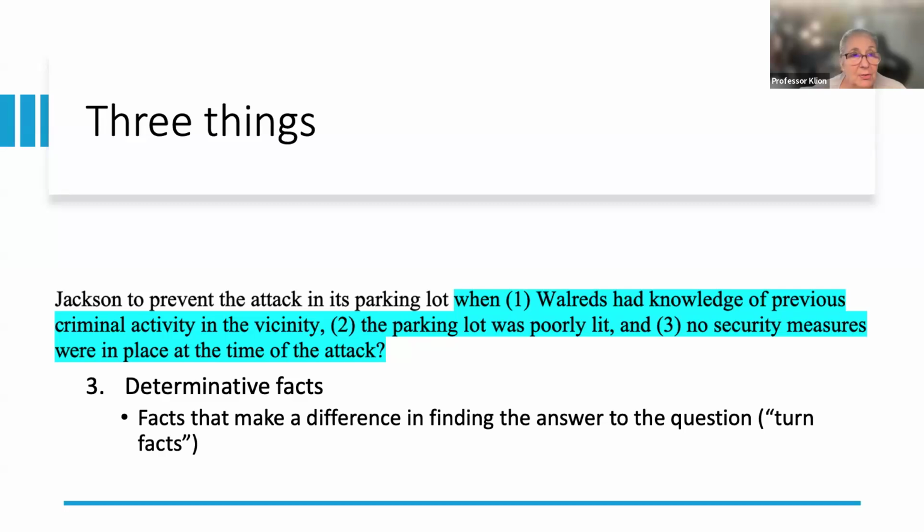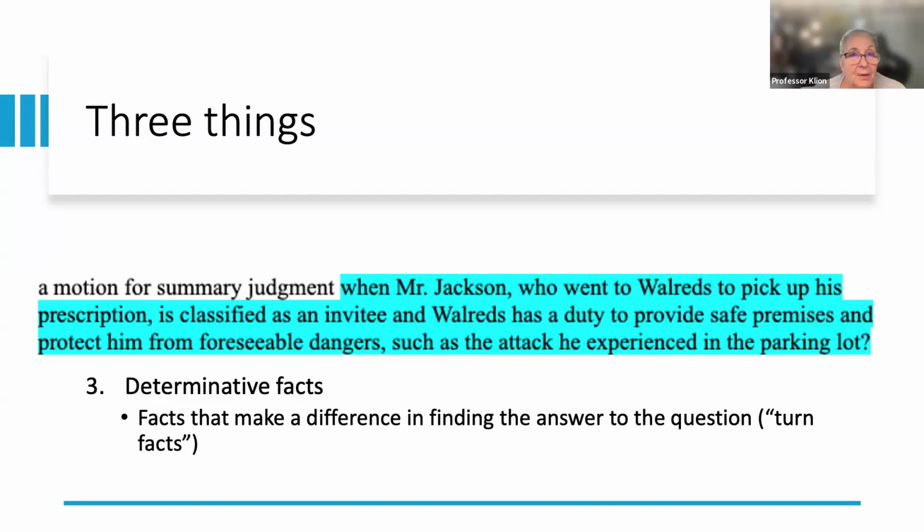And no security measures were in place at the time of the attack. Again, and in addition, none of these go to status. All of these go to subsection B and whether or not there was a duty of care. When Mr. Jackson, who went to Walridge to pick up his prescription, is classified as an invitee and Walridge has a duty to provide safe premises.